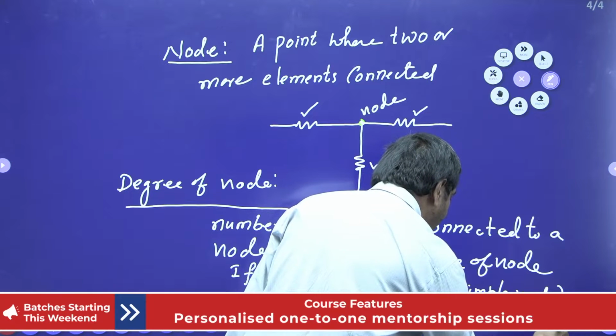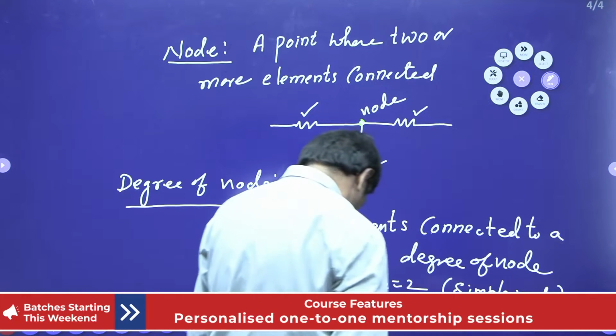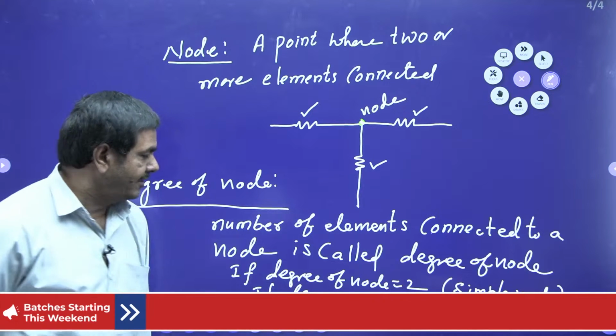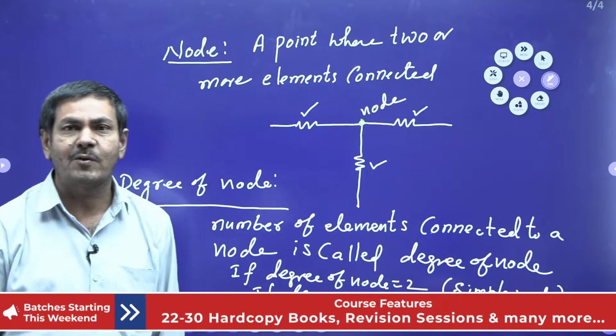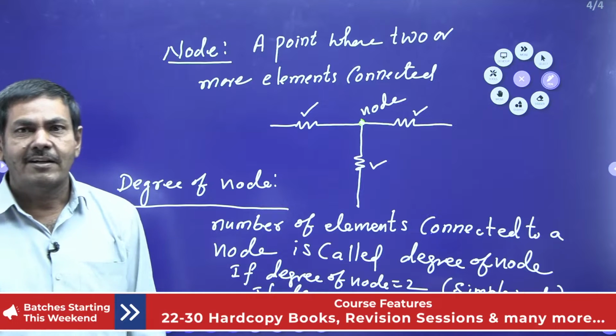Principal node we can call now. That is called a principal node only. Like that we can define it now. If the degree of a node is 2, we are going to call it a simple node.